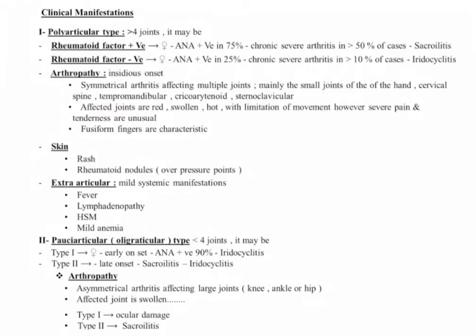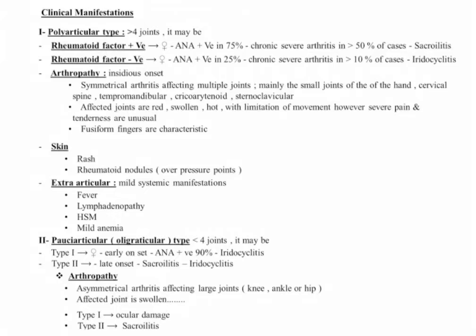iridocyclitis. Erythropathy, insidious onset, symmetrical arthritis affecting multiple joints, mainly the small joints of the hand and cervical spine. Affected joints are red, swollen, hot, with limitation of movement. Fusiform fingers are characteristic. Skin rash, rheumatoid nodules. Extra-articular: mild systemic manifestation such as fever, lymphadenopathy, hepatosplenomegaly, mild anemia.